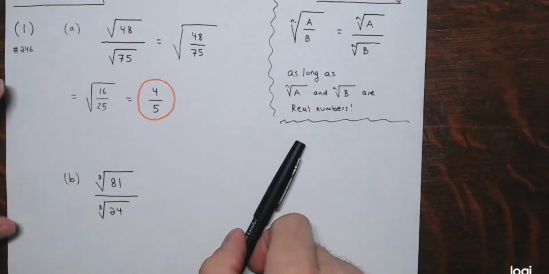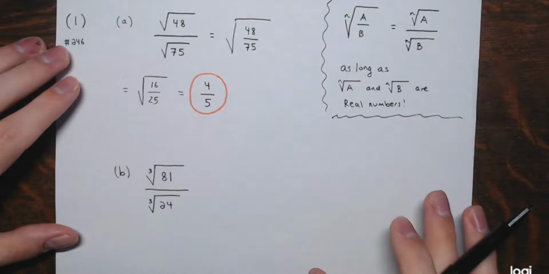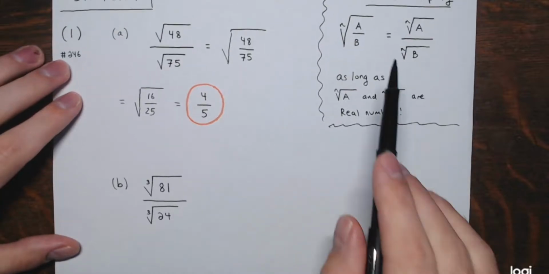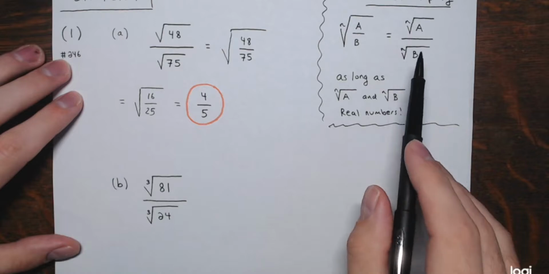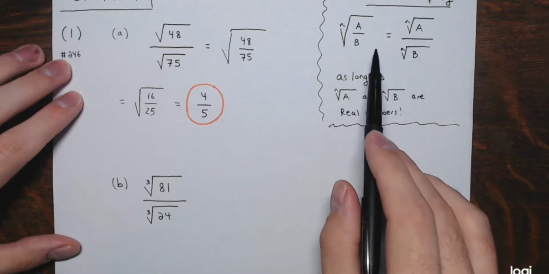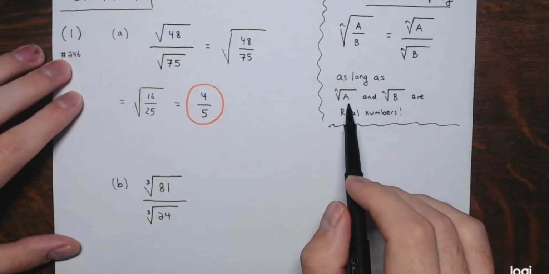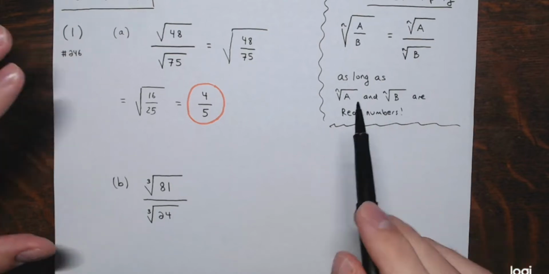Alright, and I'm doing the same thing the rest of the time. Basically, again, just jumping back and forth from side to side here with this quotient property. Again, the only way this applies is if the roots are real numbers. So keep that in mind.